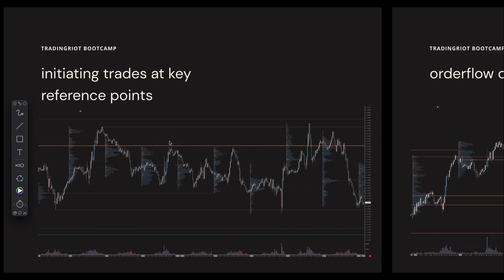But what is much better for me is to just wait for a key weekly level to get taken, and then target this double top as your target for the trade. Okay.